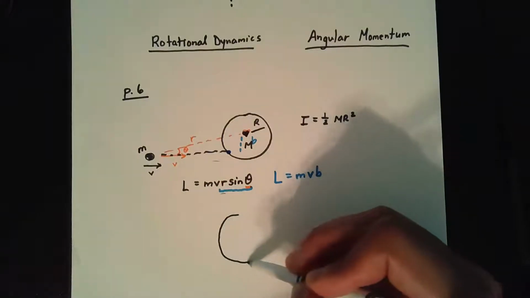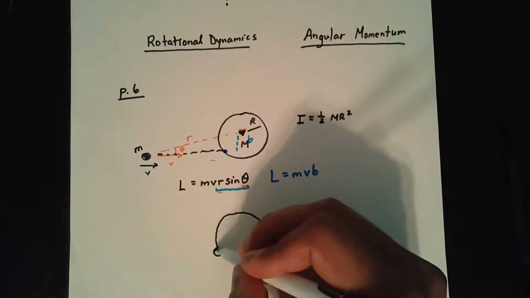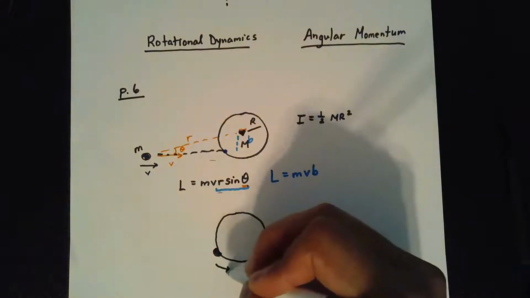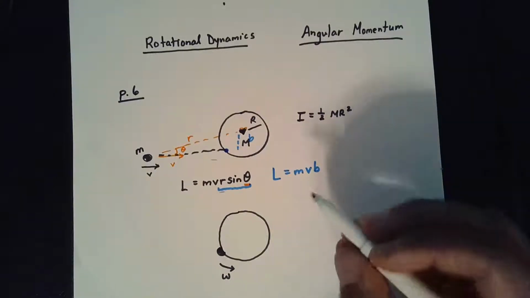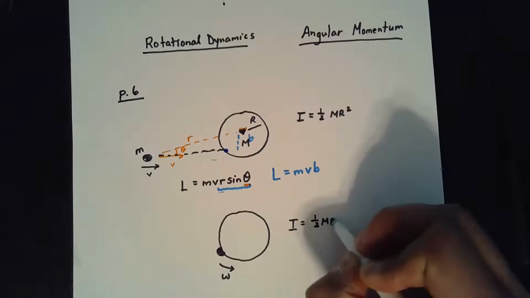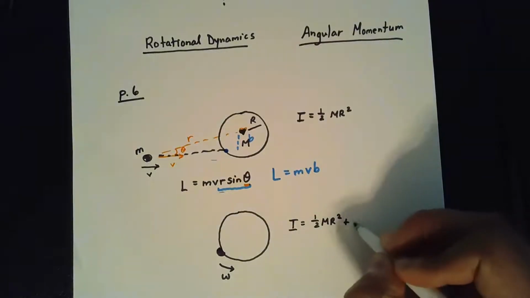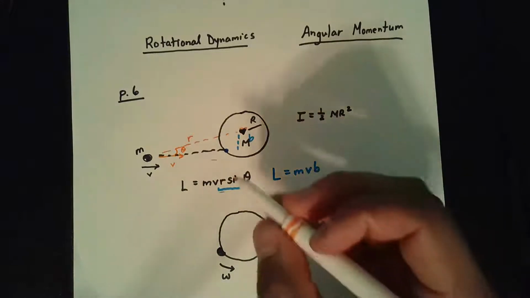But now when they collide, there's a torque between them. And now I have a situation where this object does rotate because of that torque. So when I have my new I, I have to take into account that now I have not only the disk, but also that mass away from my axis of rotation as well.